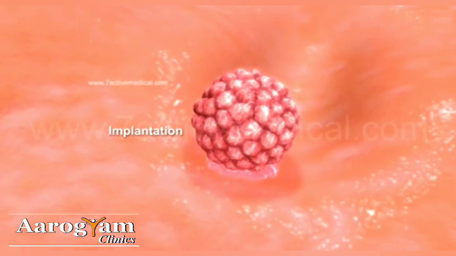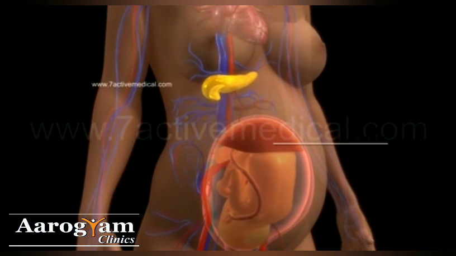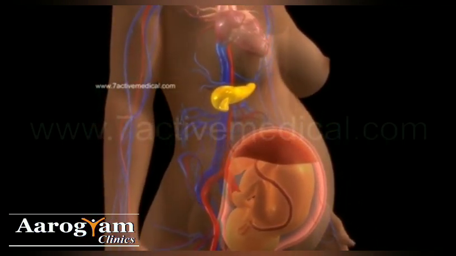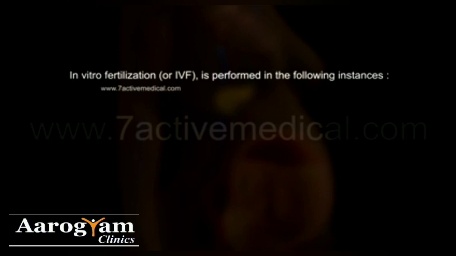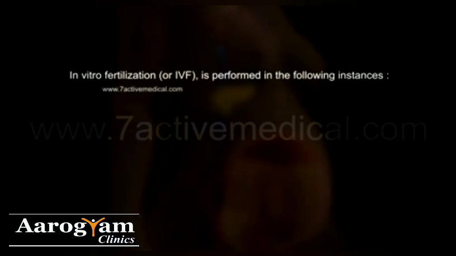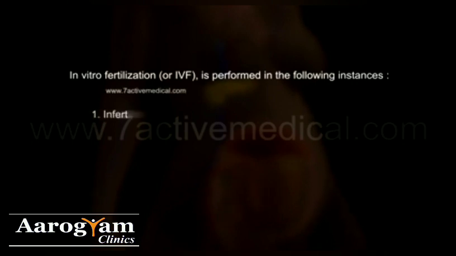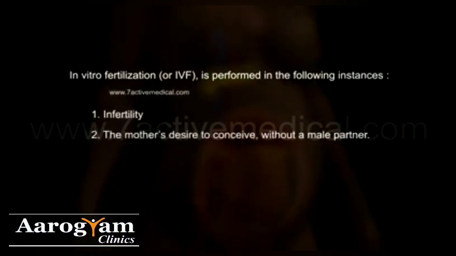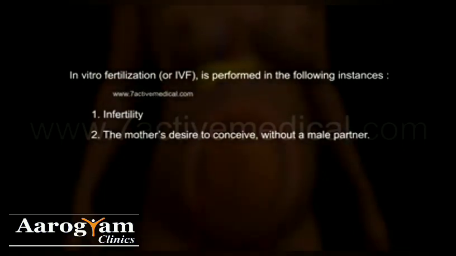Following implantation, a connection between the mother and the developing embryo, known as the placenta, begins to grow, which provides oxygen and nutrients to the developing embryo. In vitro fertilization, or IVF, is performed in the following instances: 1. Infertility. 2. The mother's desire to conceive without a male partner.